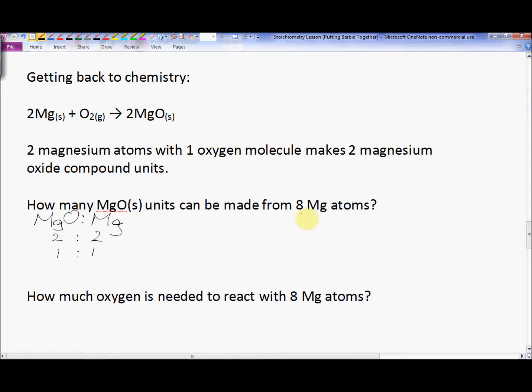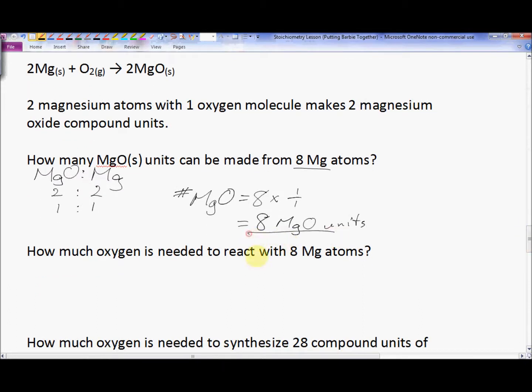So if we have 8 magnesium atoms going in as reactants in a reaction, then the number of magnesium oxide compound units that will be formed as a result of that reaction will be 8 magnesium atoms times the ratio of 1/1. We'll end up with 8 magnesium oxide compound units. Okay, so the same thing goes for Barbies as it does with chemical equations here. So we end up with 8 magnesium oxide.